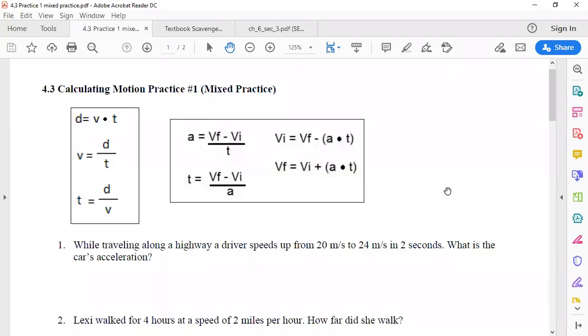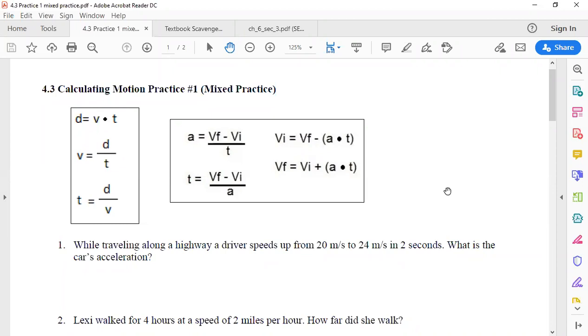Okay, so quick mini lecture over 4.3. These are the same sorts of questions we've already seen, except now they're all mixed together. Part of our job in this section of Unit 4 is to figure out which of these 5 equations we're going to use. That's what we're going to focus on in our lecture today.